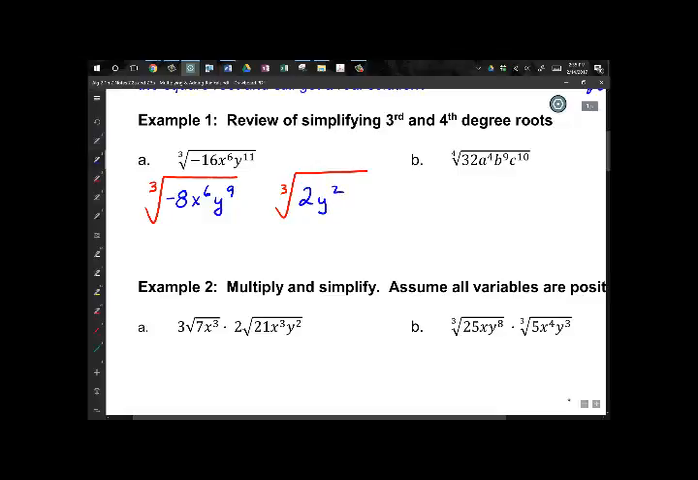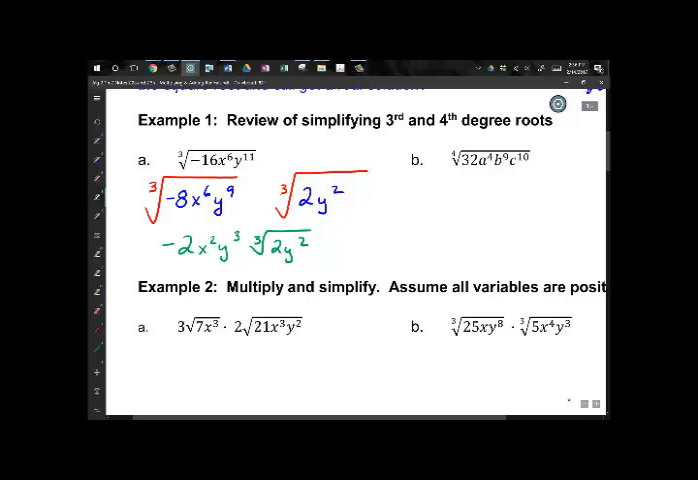Well, now we just take the cube root, giving us our answer of negative 2, divide 6 by 3, so x squared, and divide 9 by 3, y cubed. And then we have the leftover cube root of 2y squared. Make sure when you put that leftover, you clearly put a little 3 in the index as your root.